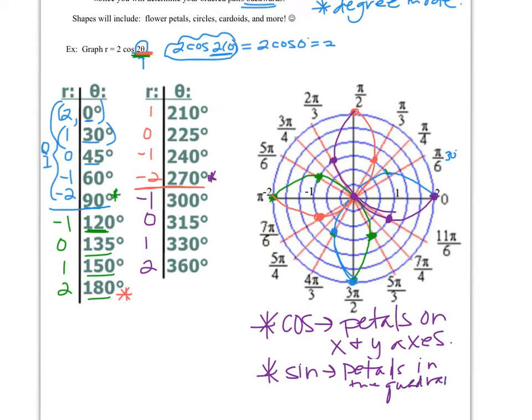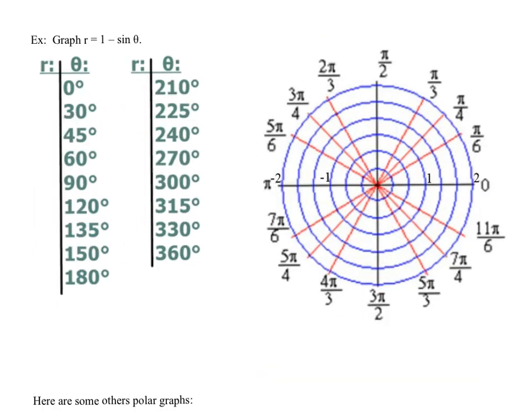Our next example will have us plotting with decimals. So that'll take a little bit more time to graph, but the idea of it is similar to this one. We're just going to plug things into our calculator and see what we get. Graph R equals 1 minus sine theta. So now all we're going to do is plug in our theta value and do 1 minus sine theta, press enter and see what you get.